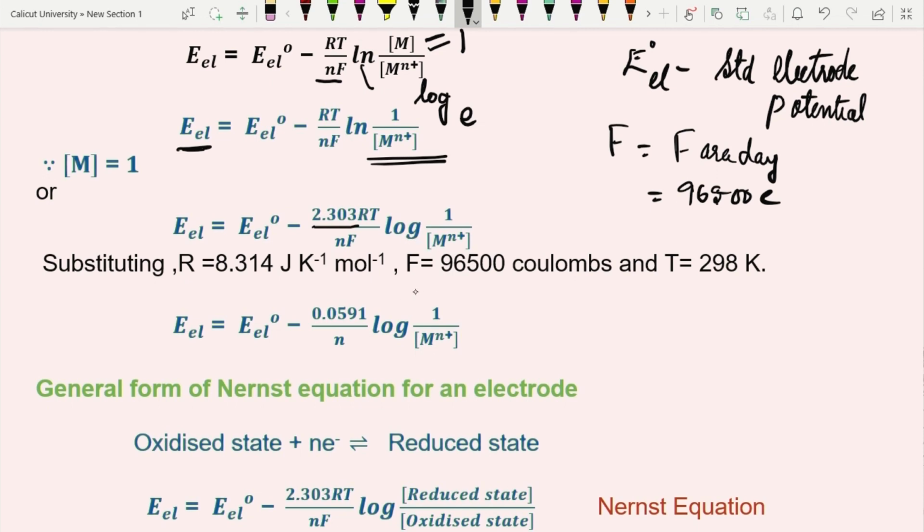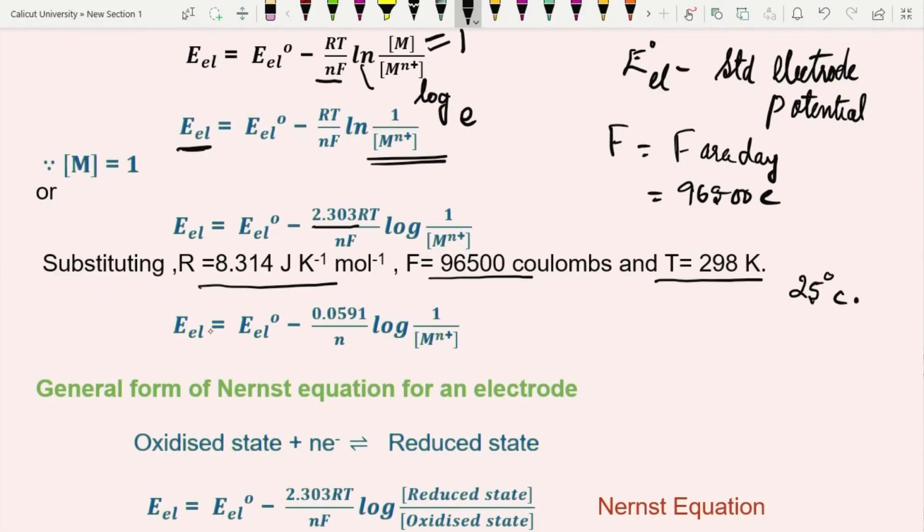Now, we all know that R is the universal gas constant and its value is equal to 8.314 joules per Kelvin per mole. And Faraday, as I have told earlier, is equal to 96,500 coulombs. Now, one more factor we were saying was temperature. If the temperature is fixed at 298 Kelvin, that is 25 degrees Celsius, then all these factors except n become constants, because n depends upon what type of electrode reaction is going on.